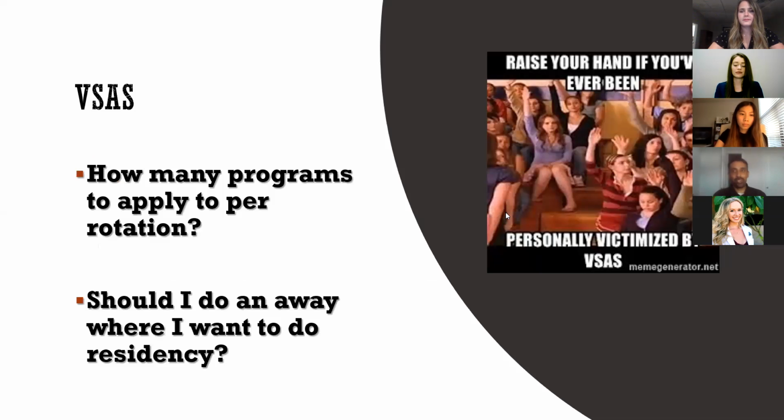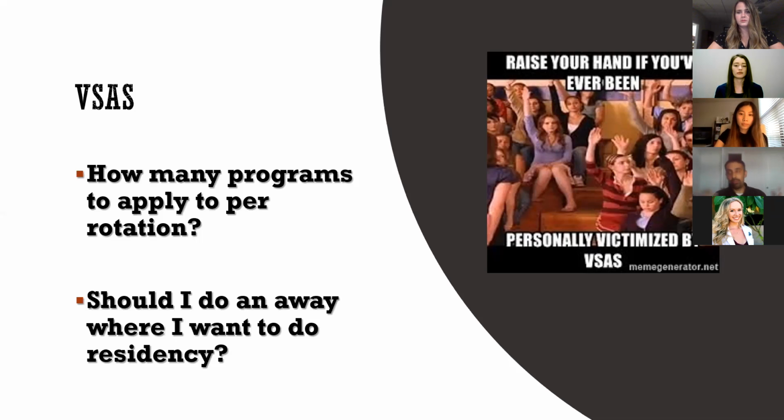So the question is, how many programs to apply to per rotation? This is a good question. A lot of students are afraid that there are not enough spots for students out there, and that's false. There are actually enough spots. If you do the math, if every student applied to only 3 programs, every student should get an away rotation. However, certain programs get more applications than other programs. So that 3, people throw that around, but it's not an accurate number. I would recommend closer to 6 to 7 applications per spot. It's probably a good amount to try to get the spot that you need.